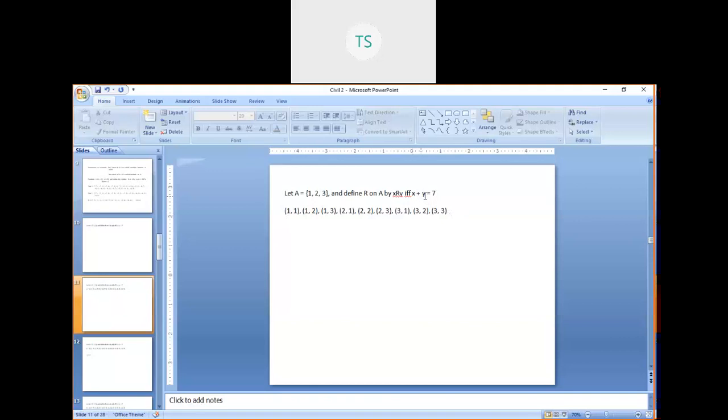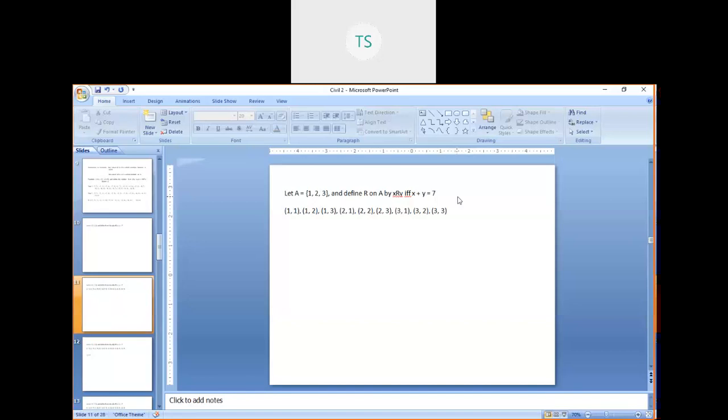Now you have to verify which ordered pair satisfies x plus y is equal to 7. Now which is the first ordered pair which will satisfy x plus y is equal to 7? Is there any ordered pair which will satisfy x plus y is equal to 7? No, ma'am. Yes, because see, 1 plus 1 is 2, 1 plus 2 is 3, 1 plus 3 is 4, 2 plus 1, 3, 2 plus 2, 4, 2 plus 3, 5, 3 plus 1, 4, 3 plus 2, 5, and the last one is 3 plus 3 is 6.